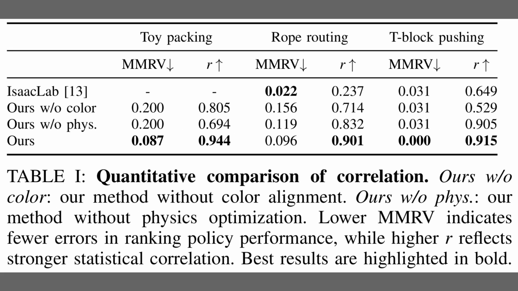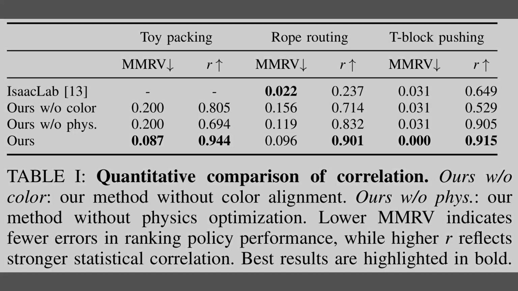Table I reports the quantitative story. The full simulator reaches R about 0.94 on toy packing, about 0.90 on rope routing, and about 0.92 on push T, with mean maximum rank variation near 0.09, 0.10, and effectively 0. Removing color alignment or physics optimization lowers correlation and raises ranking errors. Isaac Lab trails, with R about 0.24 on rope routing and about 0.65 on push T.